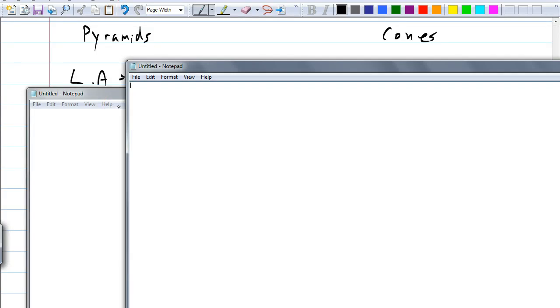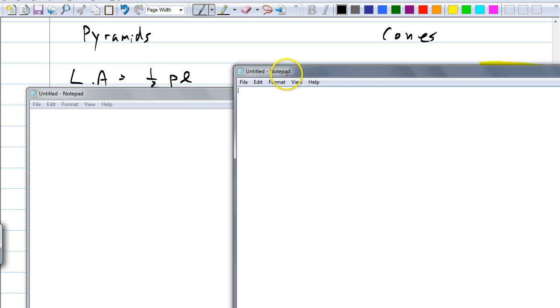So let's look at the similarities between the pyramids. What is the lateral area for pyramids? How about Brandon? You're right here. What's the lateral area for pyramids? Half of the area times. Not quite. It's half times the perimeter times the slant height. Do you remember, Brandon?